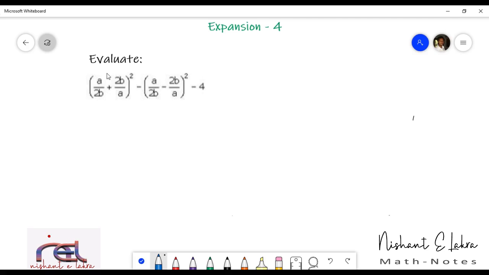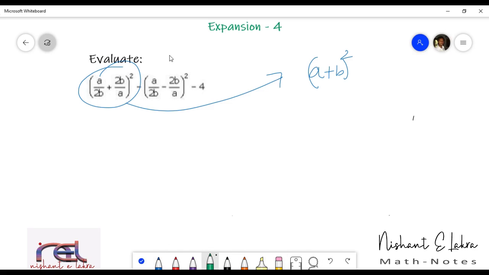Now there's another question that I would like to explain to you. Look into it very carefully. The first part of the equation is (a/2b + 2b/a) whole square. So this is in the form of (a + b) whole square. And the second part of the equation is (a/2b - 2b/a), which is in the form of (a - b) whole square. I hope you have understood till here.